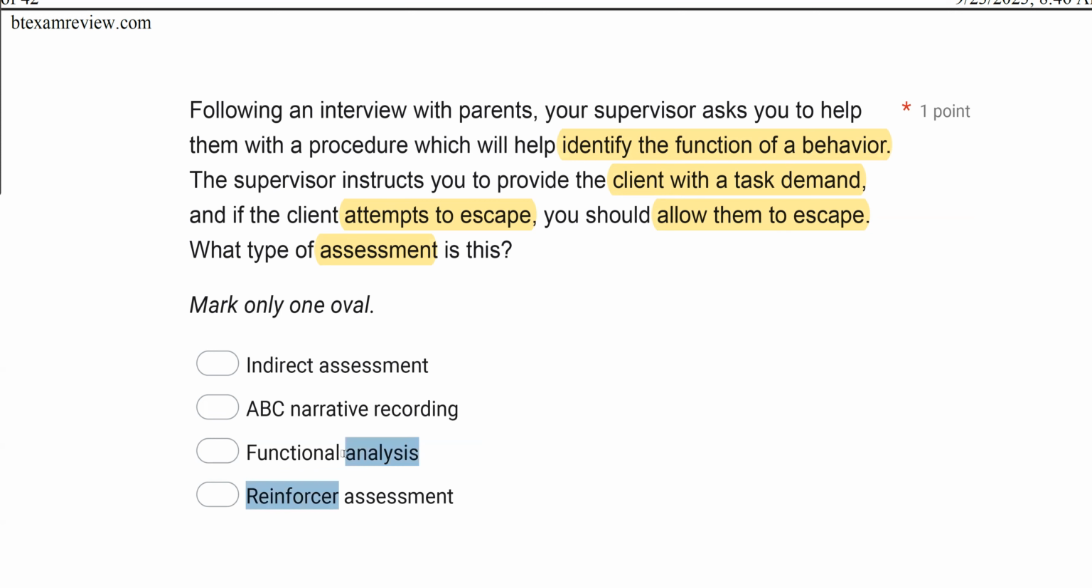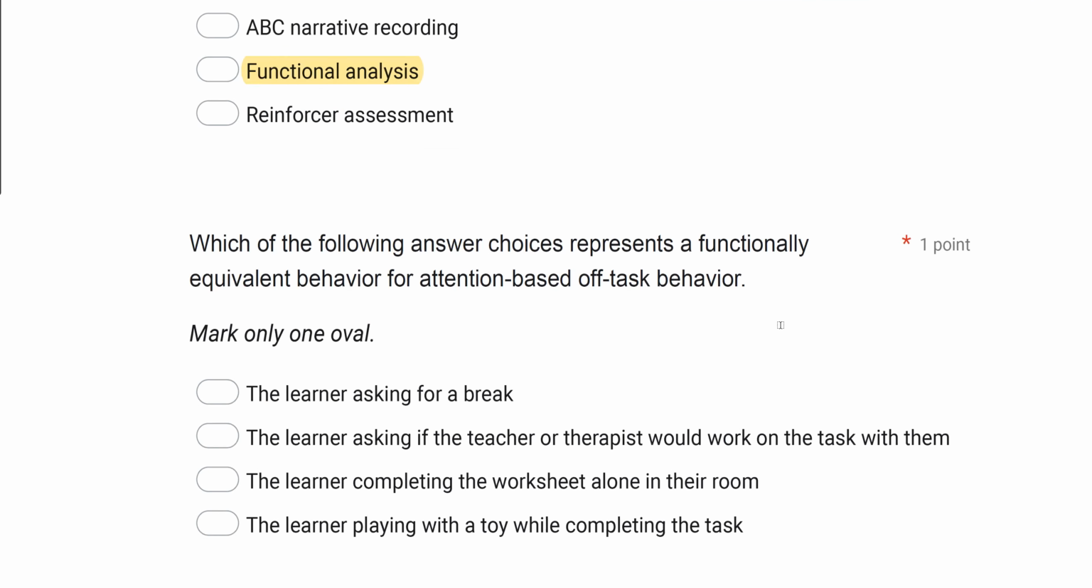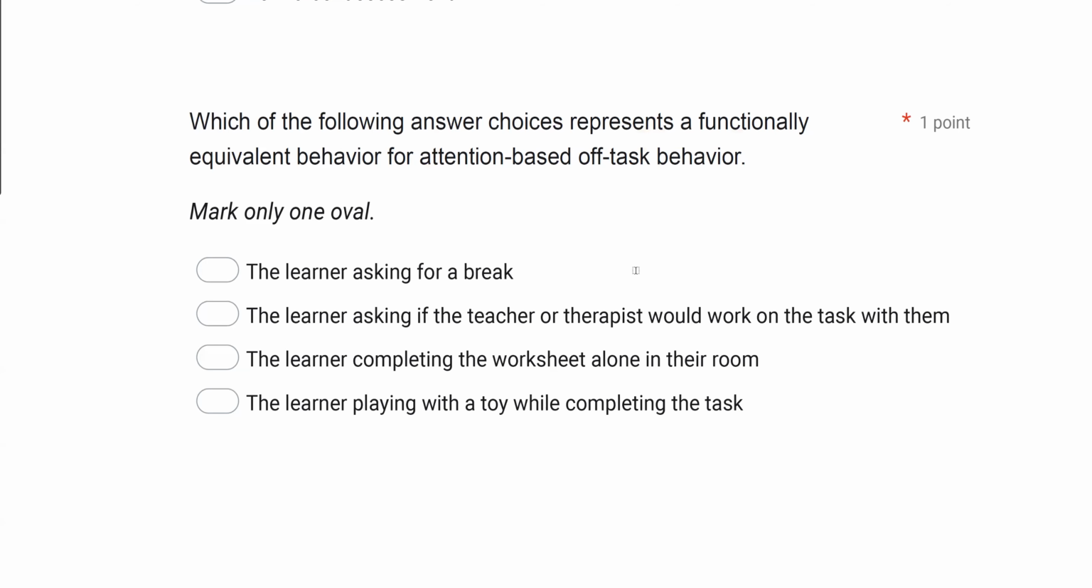Now, functional analysis, again, as an RBT, you're never going to do these alone, but be familiar with them. A functional analysis is when you are actually manipulating antecedents and consequences in order to identify the function of a behavior. Which of the following answer choices represents a functionally equivalent behavior for attention-based off-task behavior? Keyword here, or keywords, are functionally equivalent.